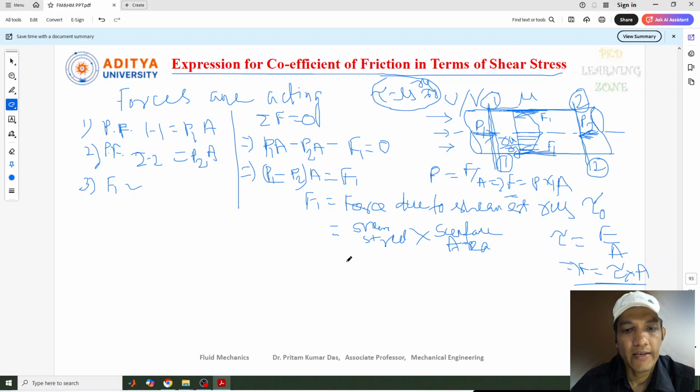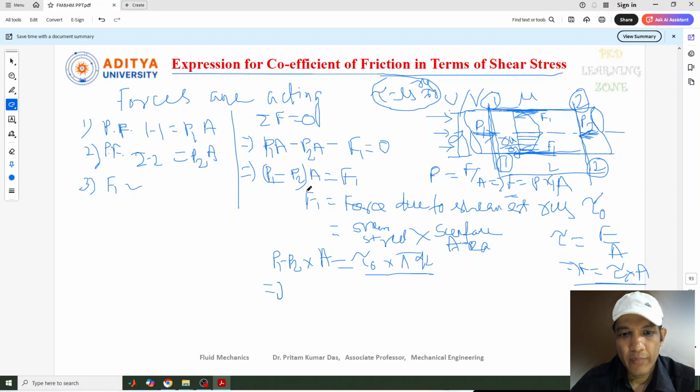So now we can write shear stress into surface area. The shear stress is tau naught, and the surface area is pi dl. This L is the distance between section 1 and section 2, and d is the diameter of the pipe. So this is about P1 minus P2, and the A part we can write here itself.